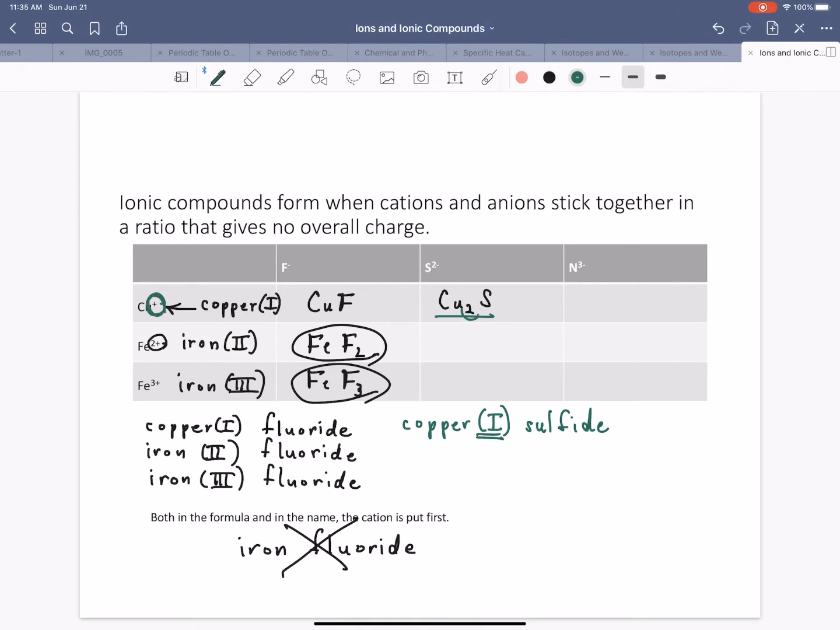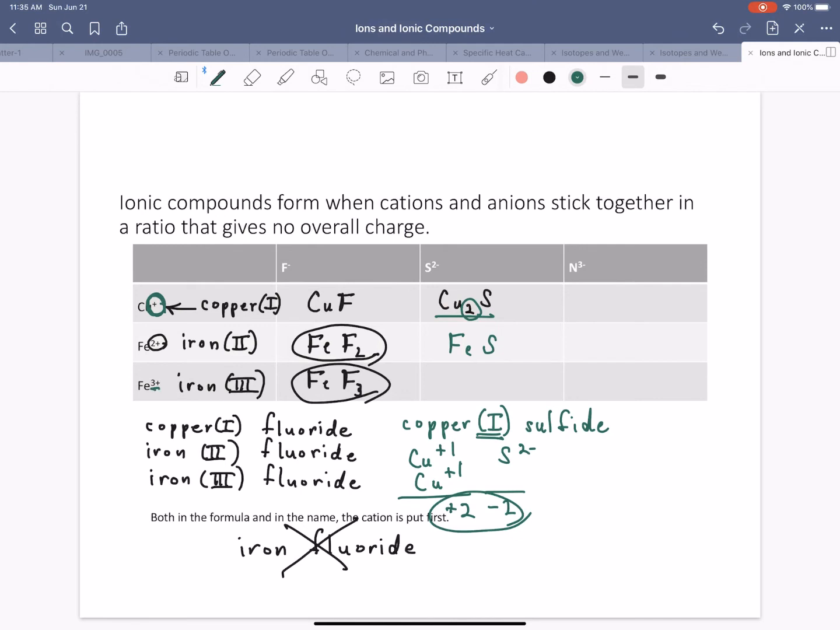The 1 refers to the charge. Why are there 2 of them here? Because we needed 2 +1s to have a net +2 charge to balance sulfide's -2 charge to make a compound. Iron 2 sulfide comes together in a 1-to-1 ratio because both charges are 2. Iron 2 and sulfide is -2.